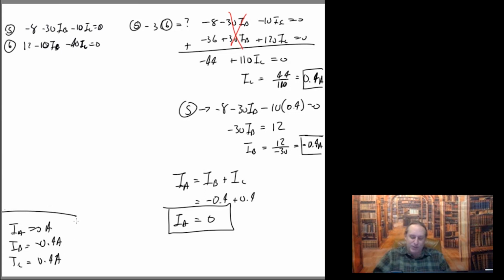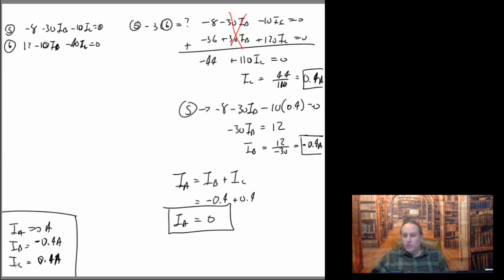Hope I didn't make an algebra mistake in there somewhere. It's pretty easy to do that. And then we use the picture to help us interpret what this minus sign means for IB.